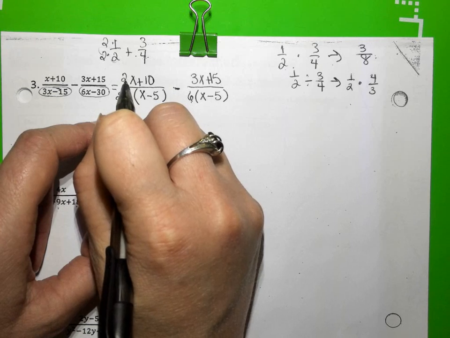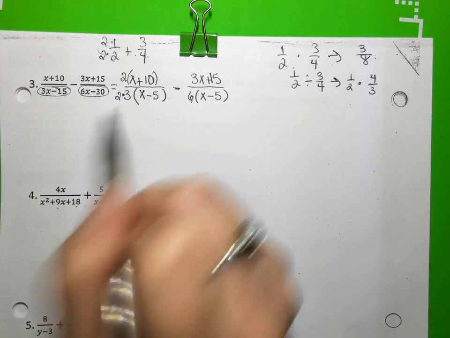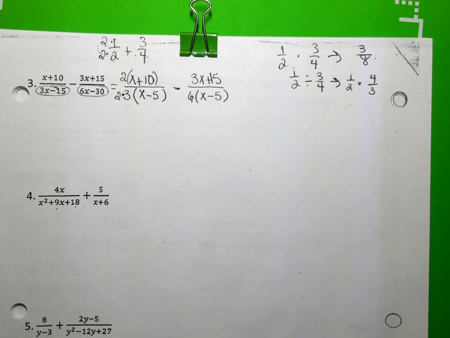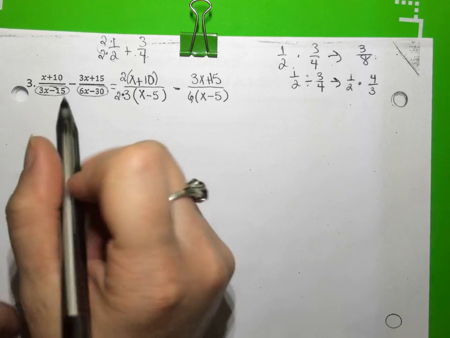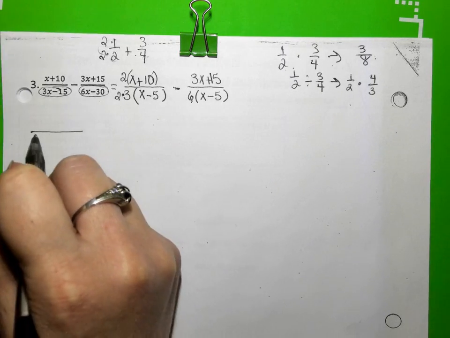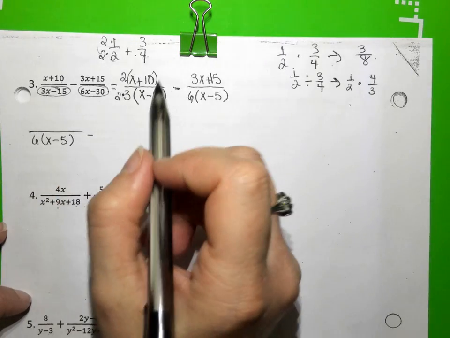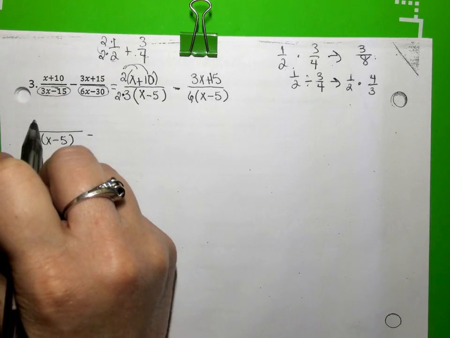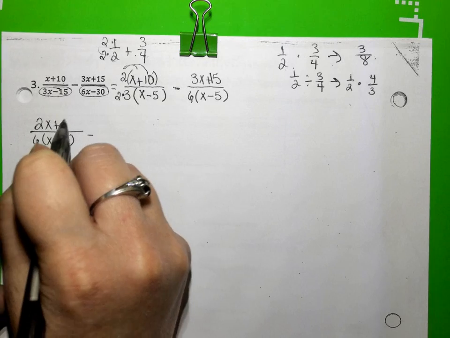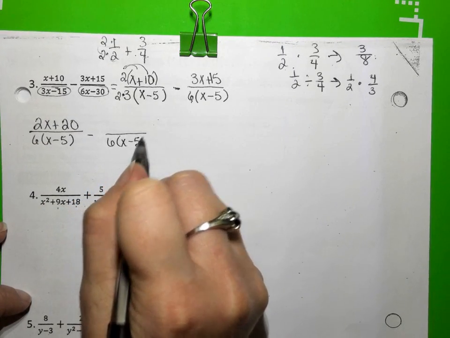But here's the deal, guys. If you do the top by 2, you have to use parentheses. Right, Blake? Alright, so what's 2 times 3? 6. Alright, distribute that 2 on the top, and what do I get? 2x plus 20. Yep. And then this one is 6x minus 5.